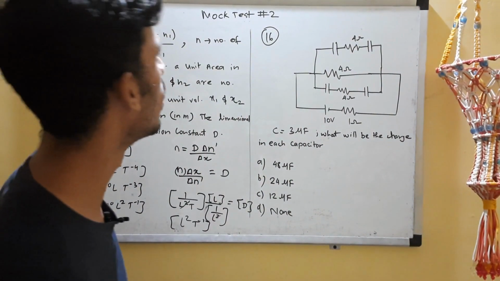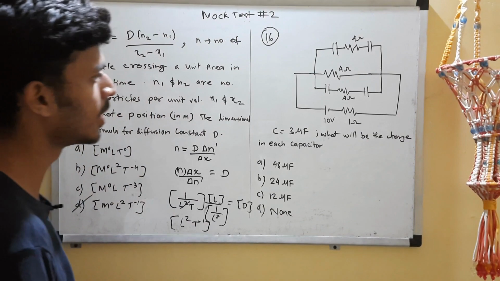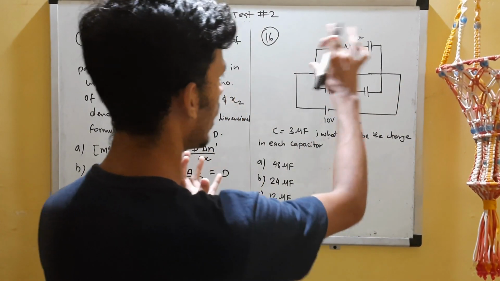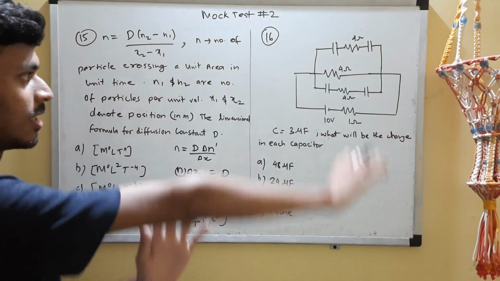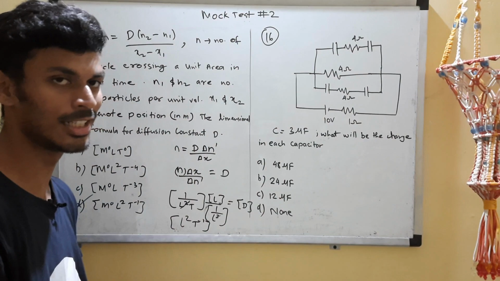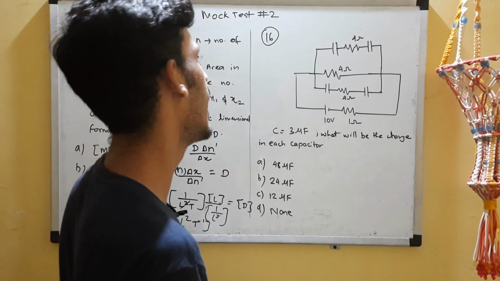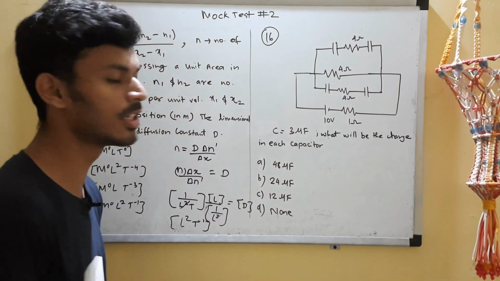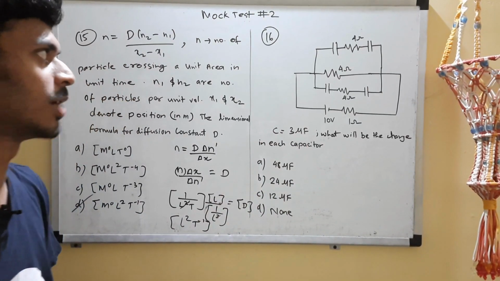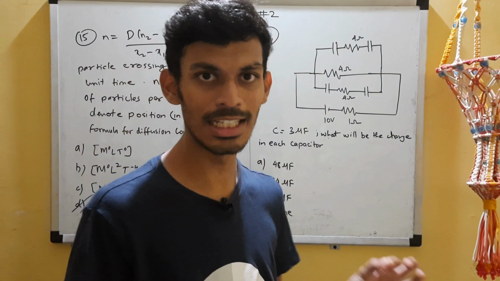Okay, let's come to question number 16. In this question we have a circuit, and it is told that after some time the capacitors will get charged. You are supposed to tell what will be the charge on each capacitor. All the capacitors are identical, which means they have the same capacity, given as 3 microfarad.